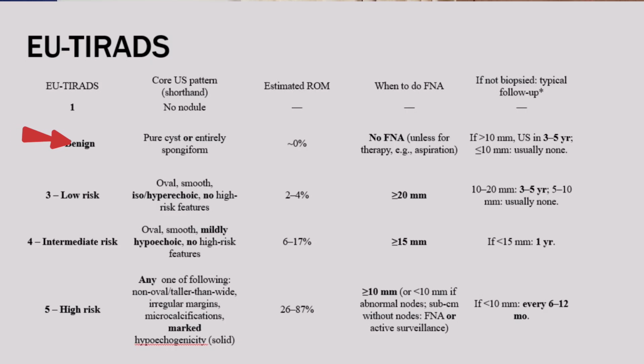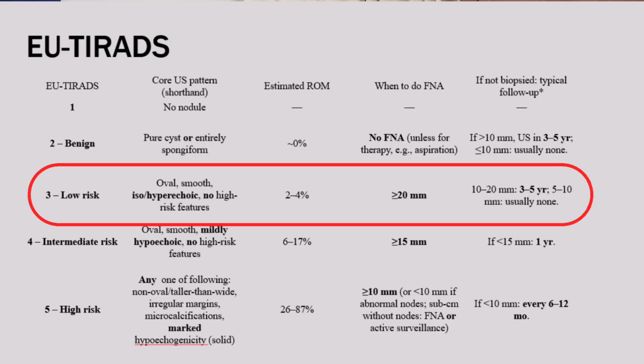And if the lesion is more than 10 mm, ultrasonography is done every 3 to 5 years to see any increase in the size or nature of the nodule. Now, EU-TIRADS 3 is low risk: oval, smooth, iso or hypoechoic with no risk factors. Estimated risk of malignancy is 2 to 4%. FNAC is done when the lesion is more than 20 mm. If the lesion is between 10 to 20 mm, we generally don't do a biopsy.